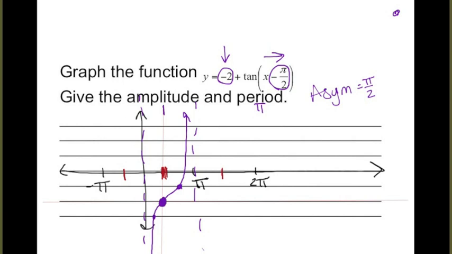The period length is pi, so the asymptotes should be pi apart from each other. So I have an asymptote at pi. My next one, a pi away from that, would be at 2 pi. And then the same set of 3 points.